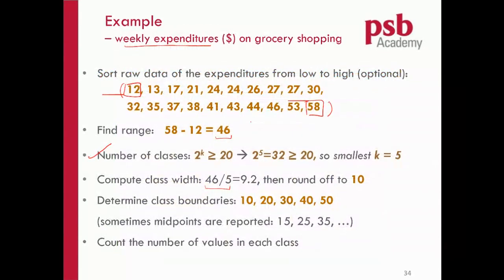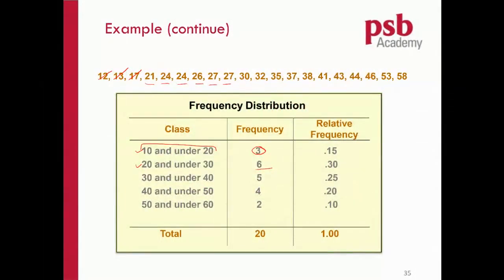Now let's see what else you have here. You have the range, you have the classes, you have the width, and you have the boundaries. The 10, 20, 30, 40, 50 are called the boundaries. And another one which you need to know is the midpoint. Midpoint means the middle of the class. For 10 and 20, what's the middle of the class? 10 plus 20 divided by 2 is 15. So 15 is the midpoint of the first class.